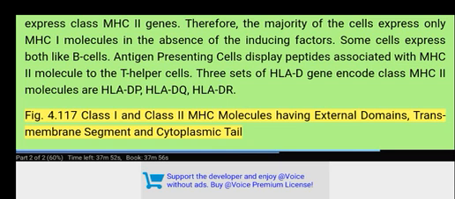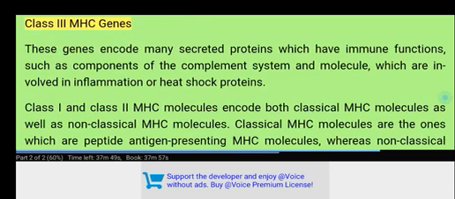Figure 4.117: class 1 and class 2 MHC molecules having external domains, transmembrane segment and cytoplasmic tail. Class 3 MHC genes. These genes encode many secreted proteins which have immune functions, such as components of the complement system and molecules which are involved in inflammation, or heat shock proteins.